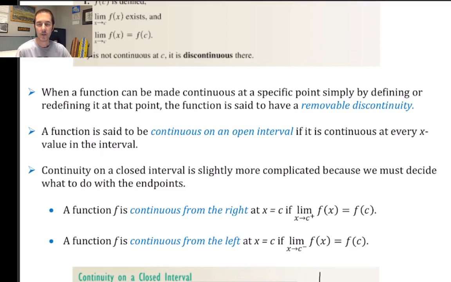A function is said to be continuous on an open interval if it is continuous at every x value on the interval. That makes sense, utilizing the definition of continuity that we just looked at. And then when we start talking about a closed interval, where we have little closed circles at either end of our curve, or square brackets that make sure to include the x values at the end points of our curve, it's a little more labor intensive to determine if that function is continuous.